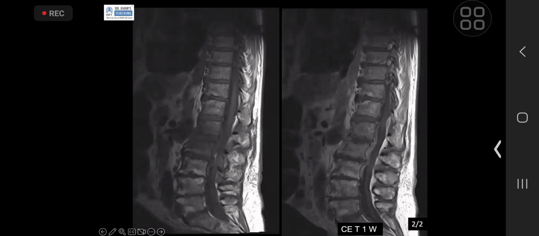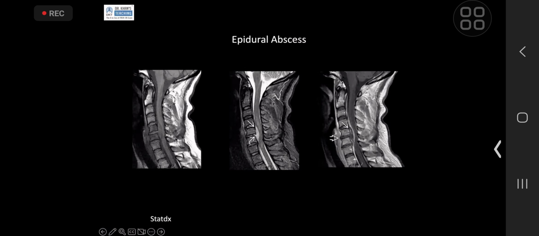Sorry, this is not fat saturated. This is a post contrast without fat saturation, so it's not an ideal sequence. This one is something here, which is fluid signal on this T2 weighted sequence. And then there is surrounding enhancement. So this was an epidural abscess.